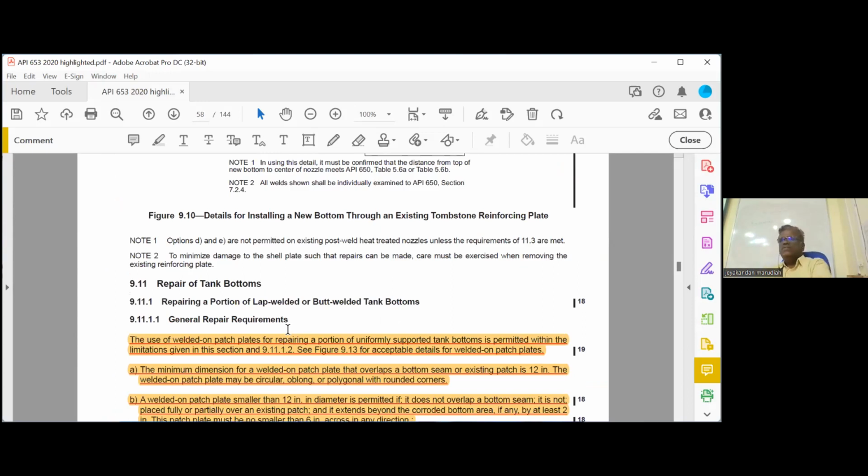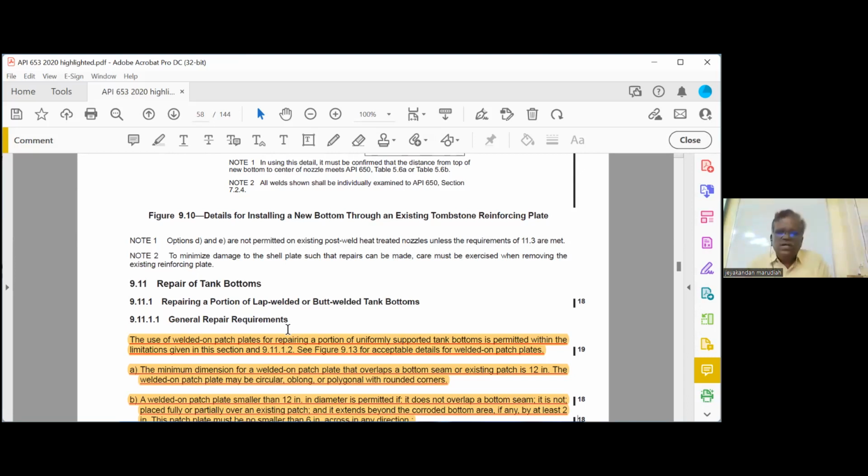Then we'll go to the tank bottom repair. Again, there will be around 4, 5 questions they will ask in tank bottom repair. Now, this is another important topic, and tank bottom repair can be divided into two groups: general repair or repair in the critical zone. What is the critical zone? From the shell, 3 inches. For the critical zone, we have separate requirements. Generally, most of the exam questions in bottom repair are on the critical zone area.